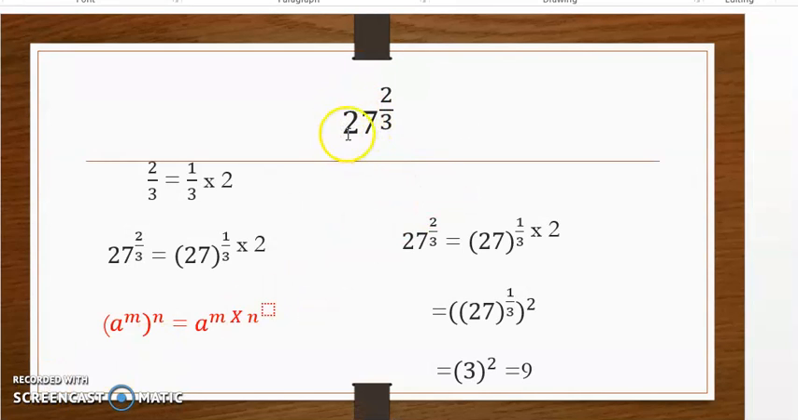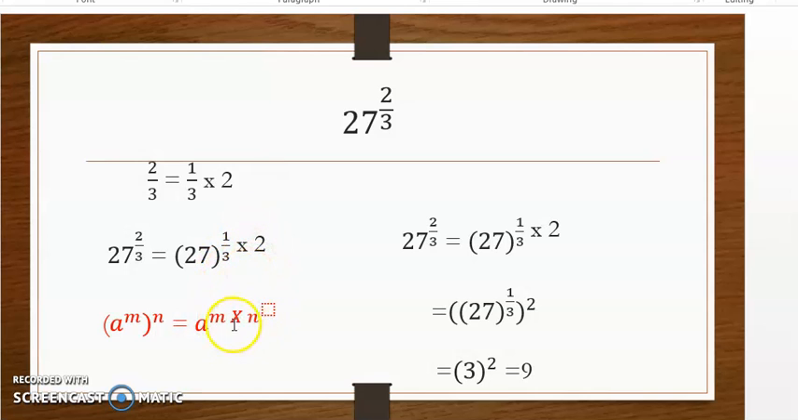Now let us look at another example. 27 to the power 2 by 3. The fraction 2 by 3 can be written as 2 into 1 by 3, or 1 by 3 into 2. So this number 27 to the power 2 by 3 can be written as 27 to the power 1 by 3 into 2. Okay. So a power m into n. See, here a is 27, m is 1 by 3, n is 2.